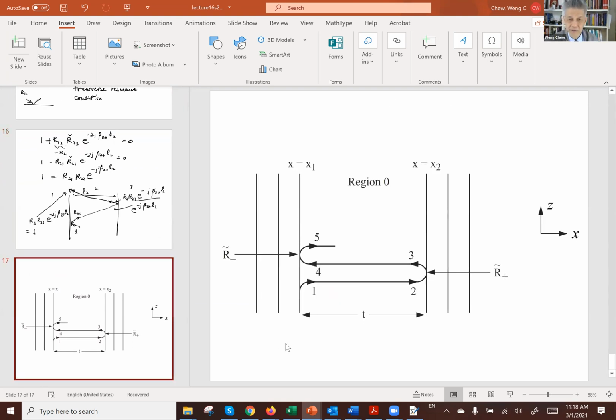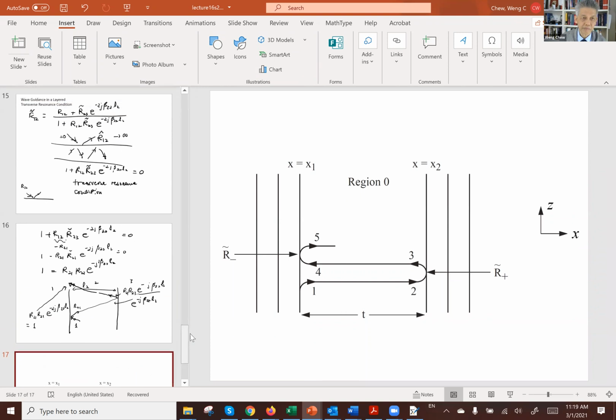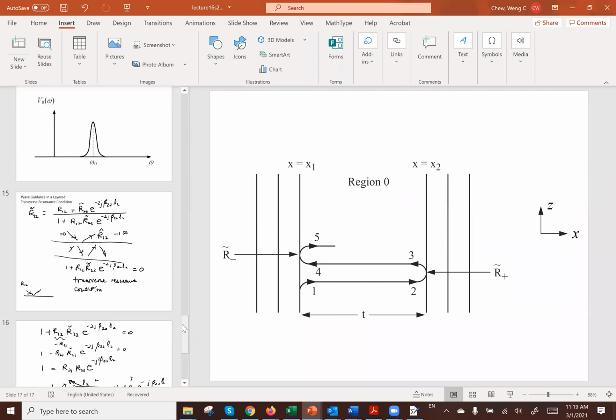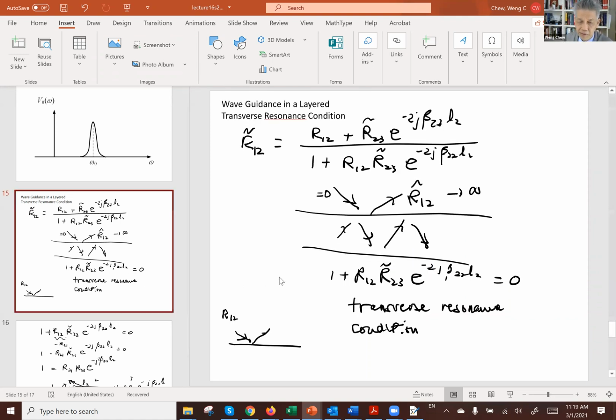Are there any questions regarding this transverse resonance condition? Professor, does this mean there will be no energy loss? There will be no energy loss if the medium is lossless. That's a very good question. You might think, how come the wave can bounce around with no energy loss? That would happen only if there is total internal reflection at both interfaces. The wave bounces around and there will be no loss.